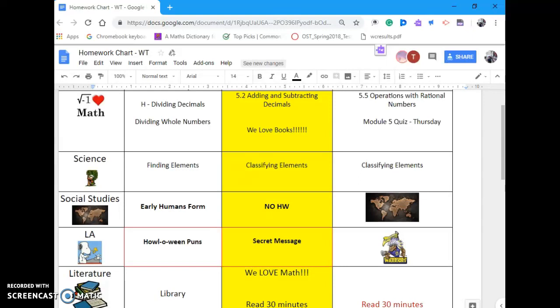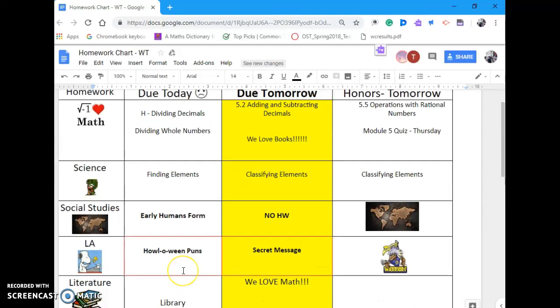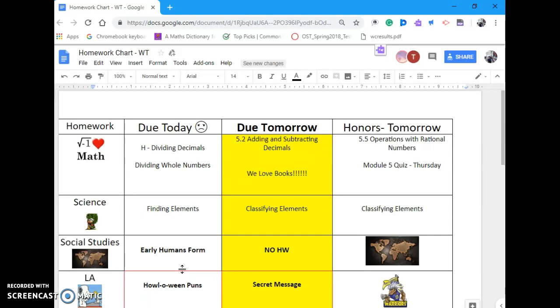Taking a look at our homework for this evening. In General Ed Math, we've got lesson 5.2, adding and subtracting decimals. Just a reminder that we need to follow our 4 steps. Step 1, lining up the decimals. Step 2, leveling out the problem if needed. Step 3, adding and subtracting of our problem. And step 4 is bring the decimal down to the bottom.